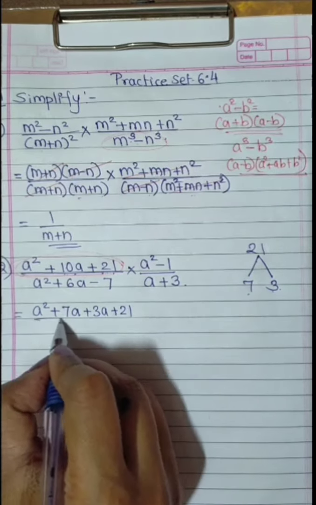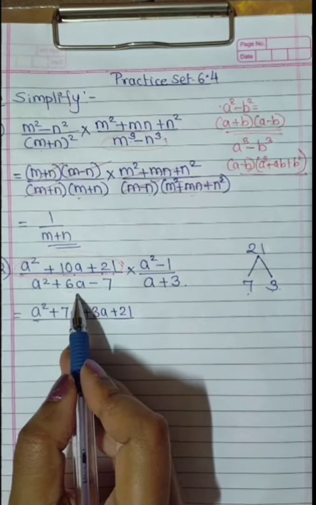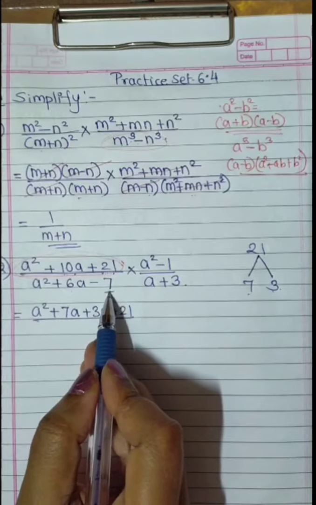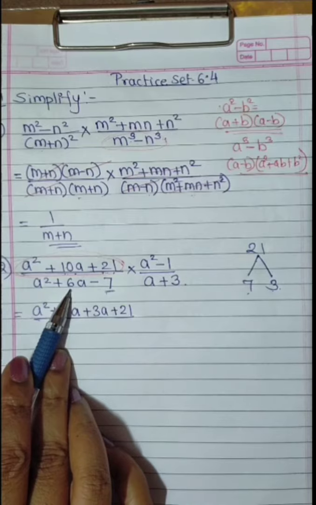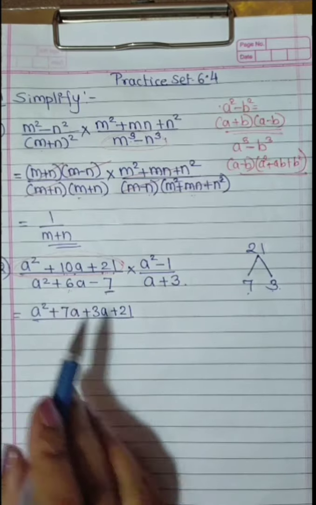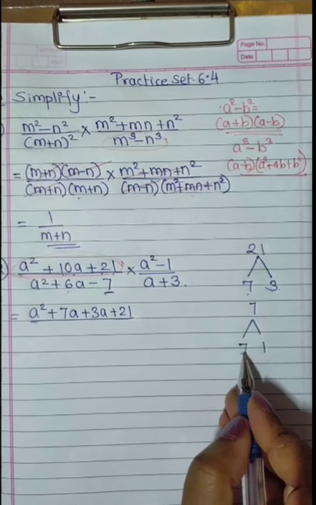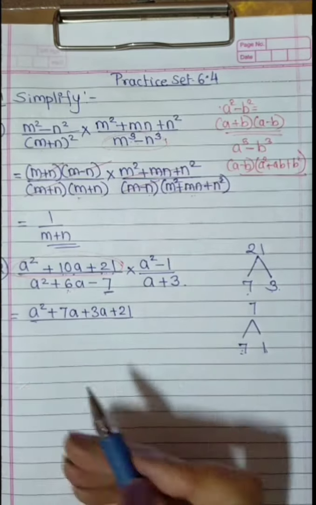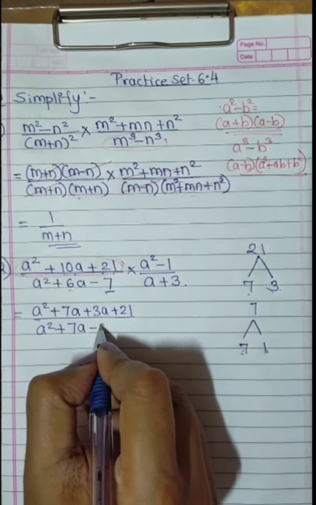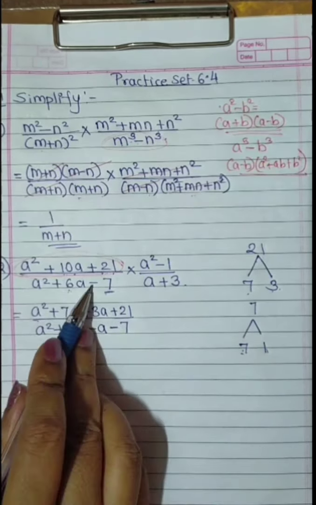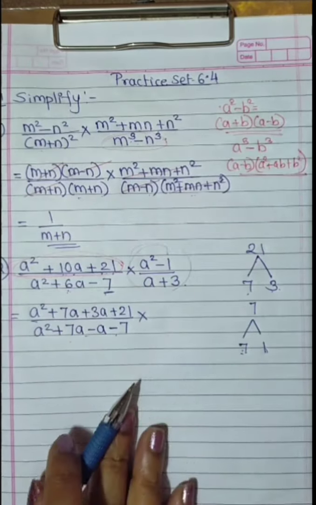Upon, now here also the same thing, we have to split in such a way that when we multiply we should get 7, and when we add or subtract we should get 6. I am going to write here 7 ones is 7 and 7 minus 1 is 6. So I am writing here a square plus 7a minus a minus 7. Now into, now we are going to solve this.